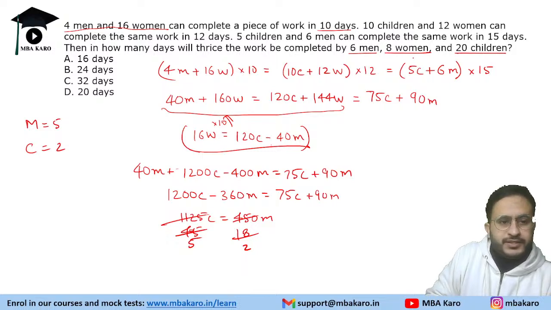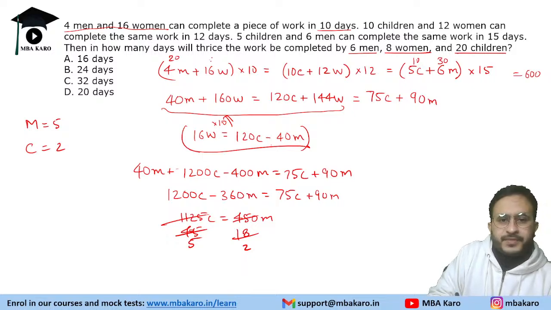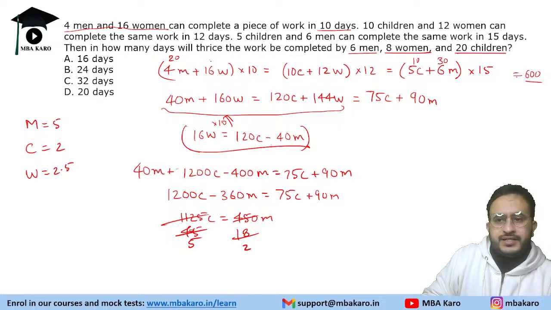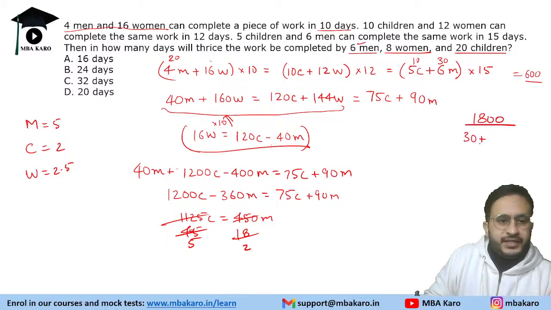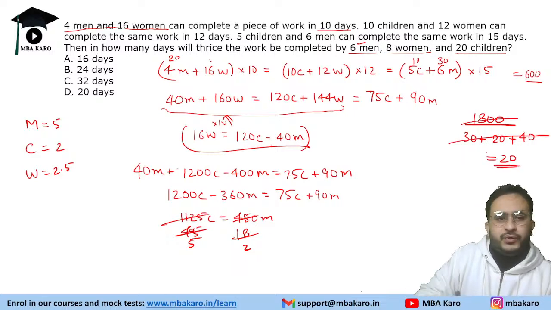Will put men and child here. So that is 20, 30 plus 10, 40. This total is 600. 4 men is 20, 20 plus this should be 60. So women efficiency will come as 2.5, right? So that is the efficiencies, and total work is 600 here. So now the overall work is 1800 into 3, and 6 men will mean 30, and 8 women will mean 20, and 20 children will mean 40 units. Okay, so that is 90. 1800 by 90, the answer will be 20 days.